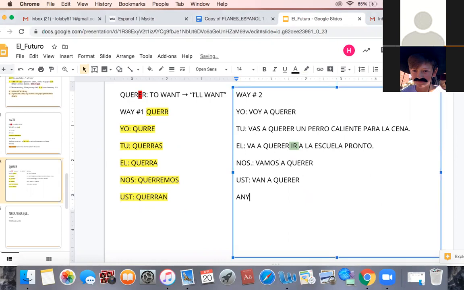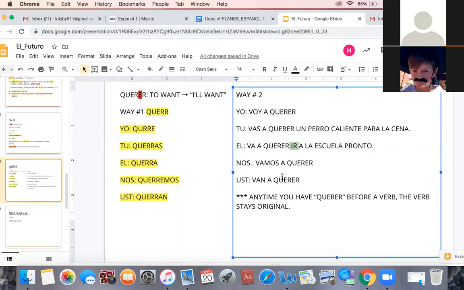Anytime you have querer before a verb, the verb stays original. Okay? So that's the rule. Anytime, literally anytime you have querer, the verb that follows it is an original.